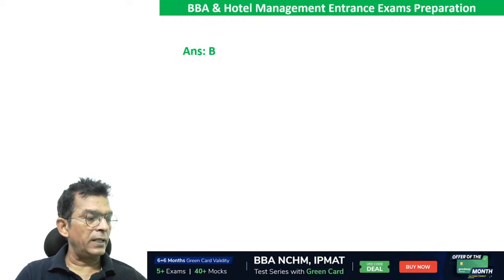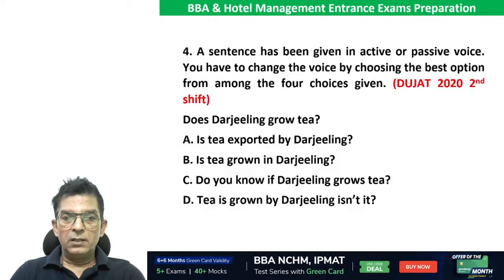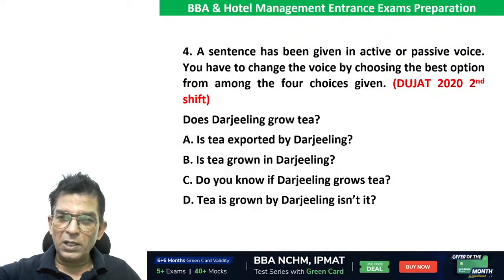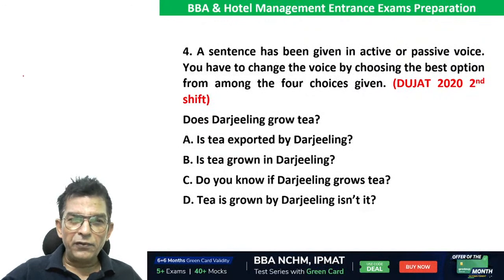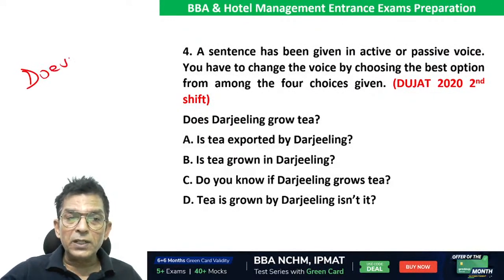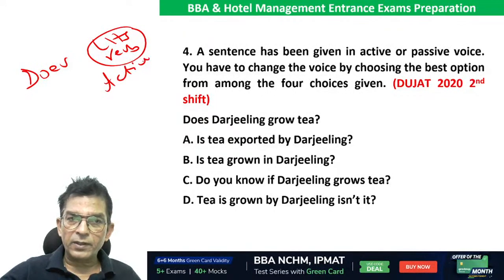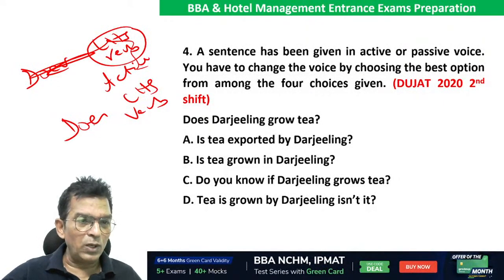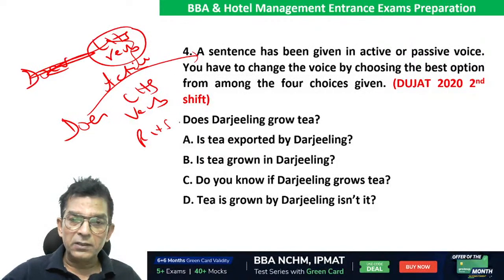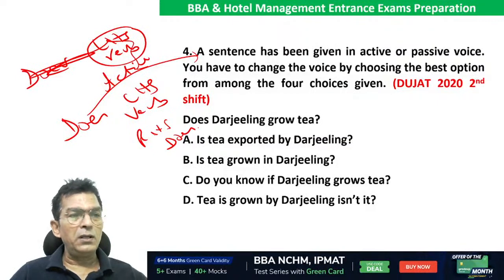Let's try the next question here. A sentence has been given in active or passive voice. You have to change the voice by choosing the best option from among the 4 choices. What is active and what is passive? You know that. If the doer is to the left hand side of the verb, then this is active voice. But if the doer comes to the right hand side of the verb, it is called passive voice.